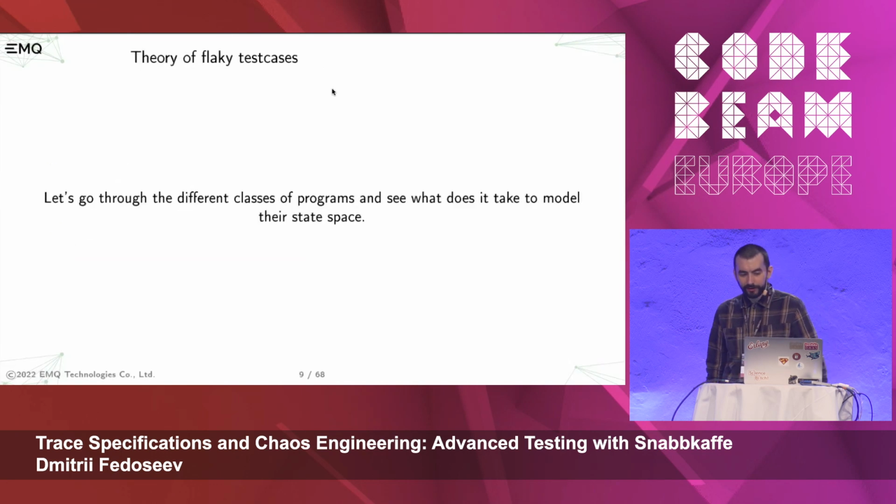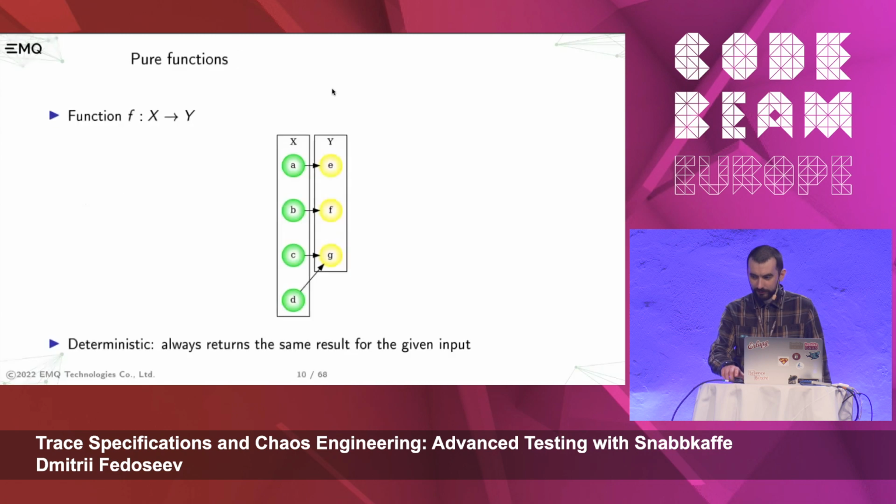Let's go through the different classes of programs and see what does it take to model their state. The first class of programs we're going to discuss is pure functions. Since we are using a functional language, these functions have a nice property. For the same input, they always return the same output. Like it is shown on this picture, our program takes a value and maps it to another value. Programs like this are called deterministic.